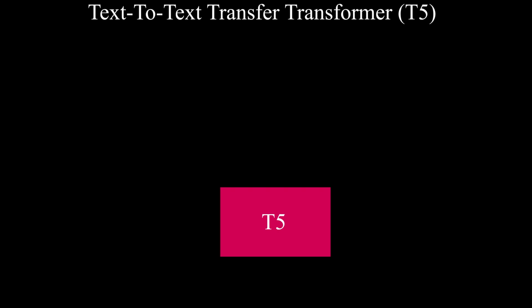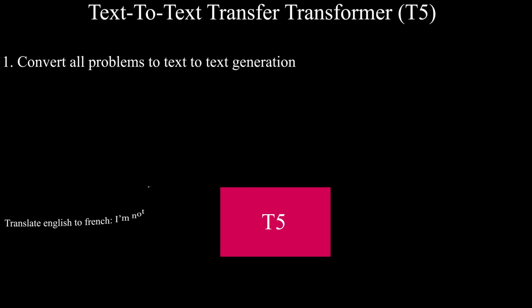1. T5 uses a text-to-text approach, which means it converts all NLP tasks into text-to-text format. It takes an input and generates text as output. For example, to classify a sentence, it would translate the sentence into a label like positive or negative.